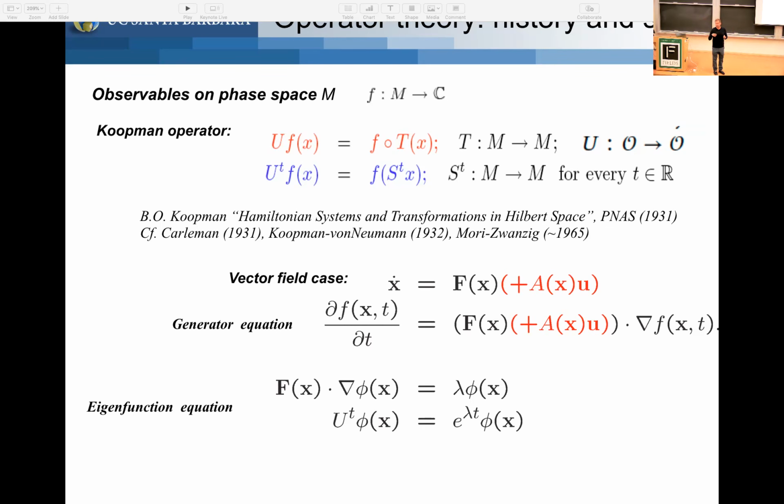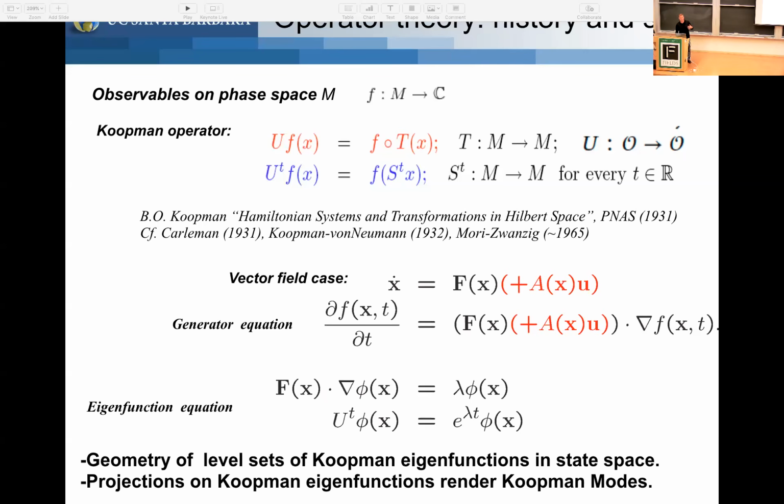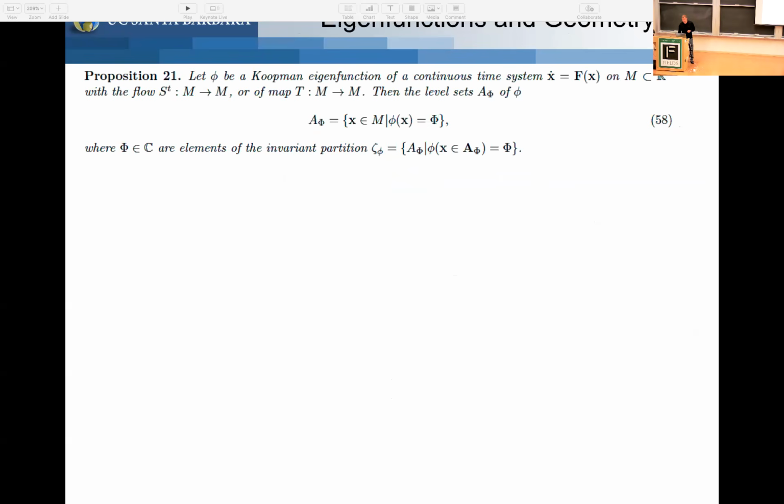So you will see that systems with discrete spectra that have eigenfunctions have nice invariant subspaces, and those that don't. And that makes a big difference in whether the underlying object that you're dealing with is linear or nonlinear. But generally speaking, we can get geometry of level sets of Koopman eigenfunctions in state space from these eigenfunctions, and then projections on Koopman eigenfunctions that lead to something that is called Koopman modes. I'll speak about them a bit more.